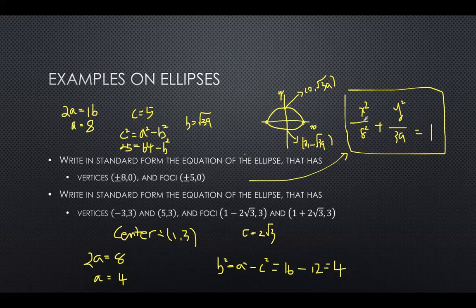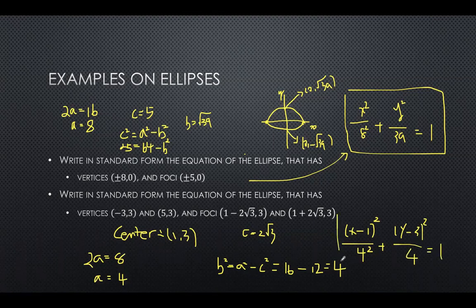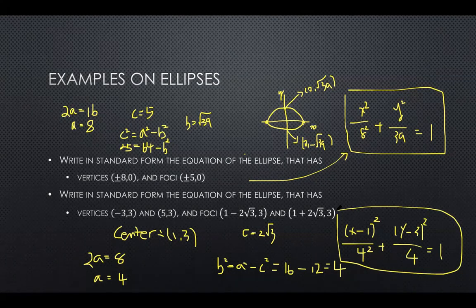Okay, so in order to write the standard form, because you translate it to the center at 1, 3, you have x minus 1 squared instead of x squared here, divided by, in this case, the major axis is on the x coordinate, so divided by 4 squared, plus y minus 3 squared divided by 4, equals 1. Right? Any questions?